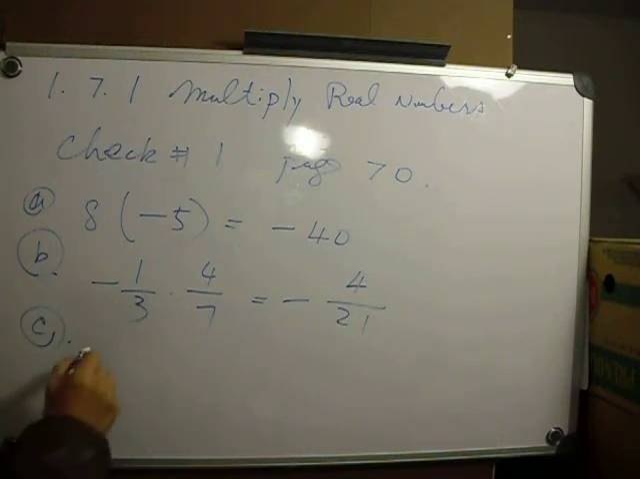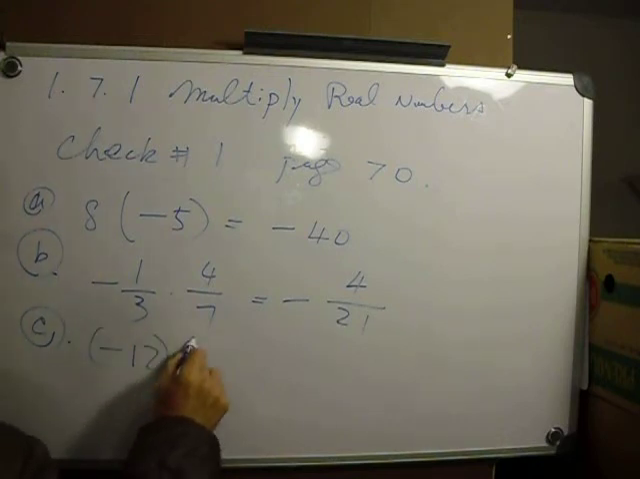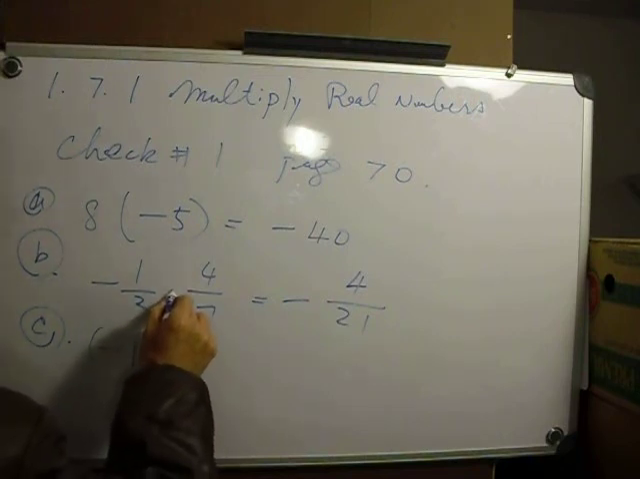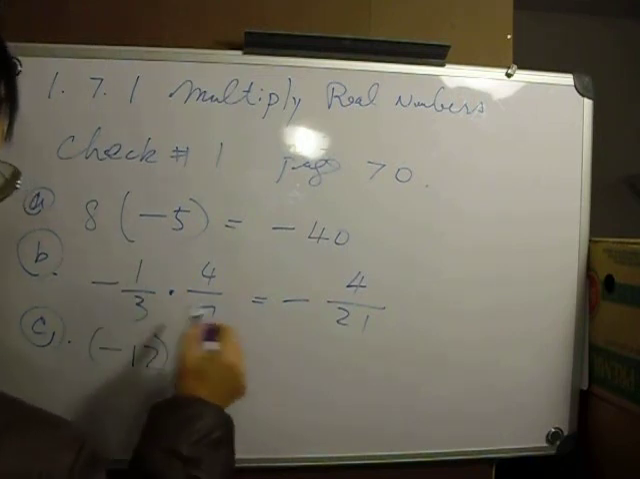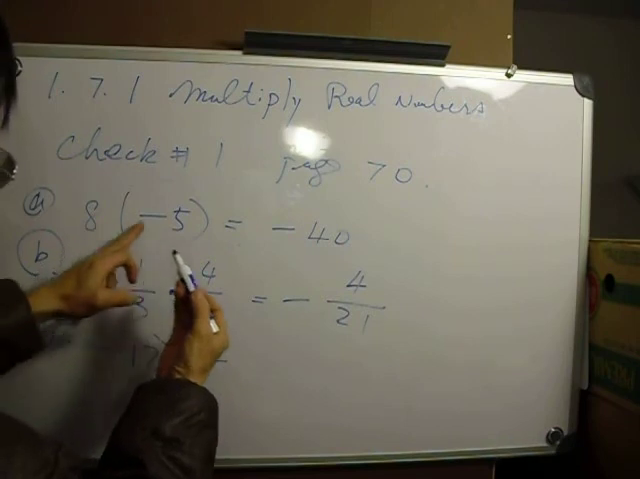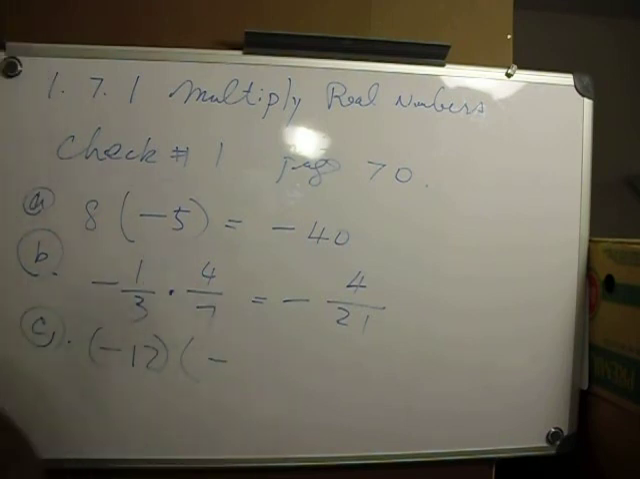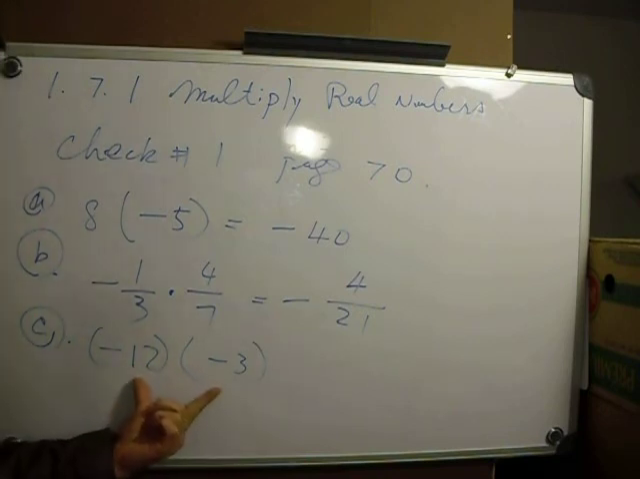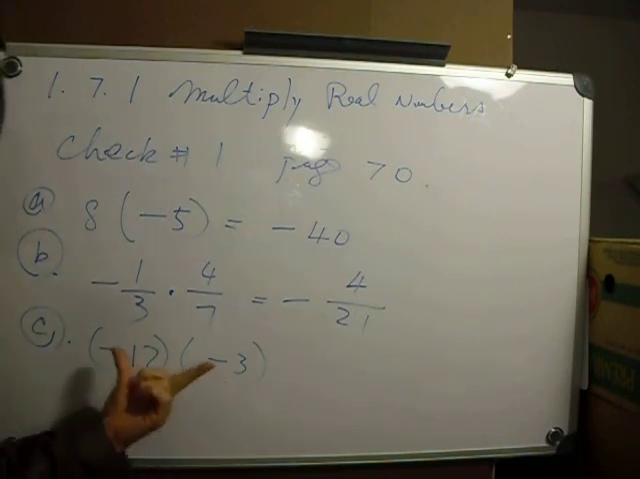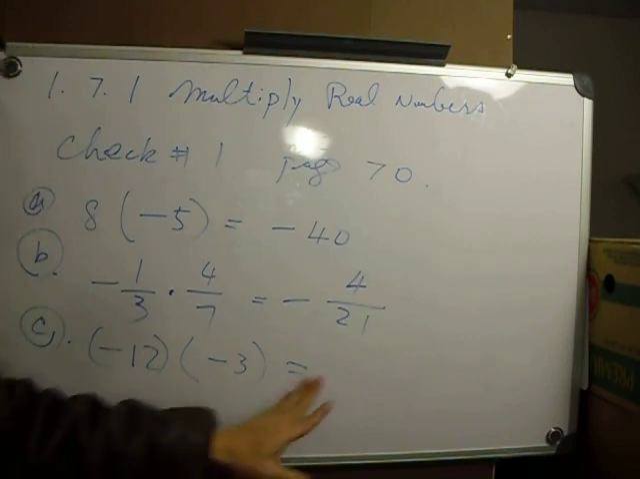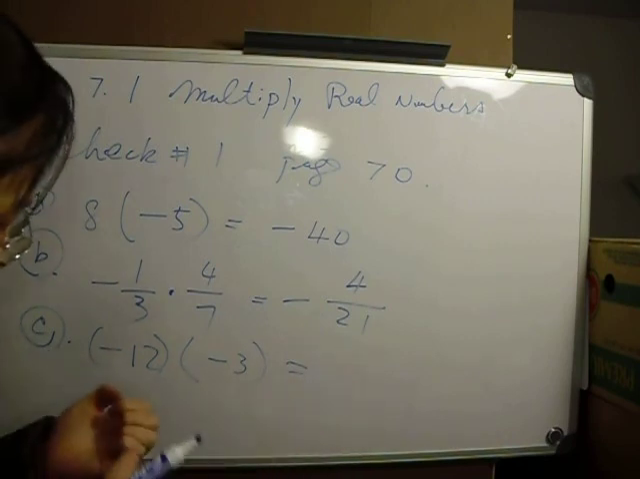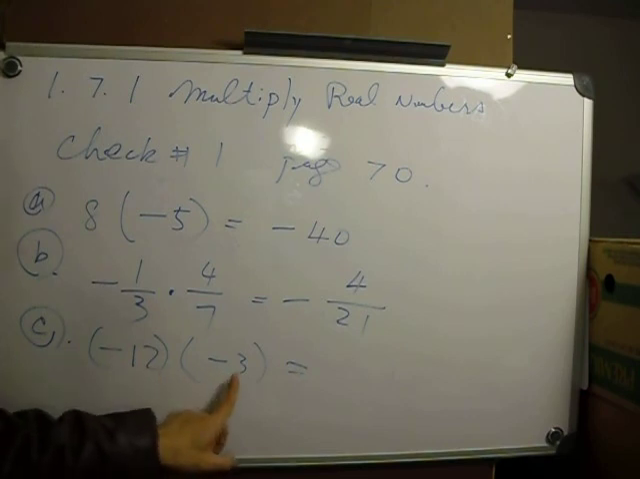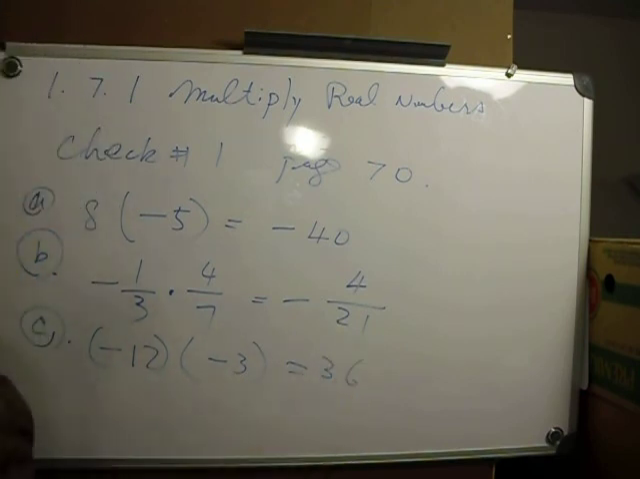See, parentheses imply that it is a multiplication. This is multiplication with a dot. You could have both in parentheses, or one in parentheses and one a plain number. These are two like signs. Like signs, negative times negative, you get a positive result. For a positive result, you don't need to write the sign, it's assumed to be positive. Then 12 times 3 is 36. Positive 36.